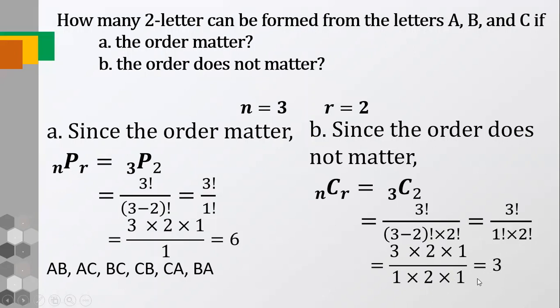So what are the 3 ways? You have AB, which is equal to BA since the order does not matter. So this will be counted as 1 in combination. And AC is also equal to CA since the order does not matter. So this can be counted as 1. And we also have BC and CB, which is just counted as 1 because the order does not matter.